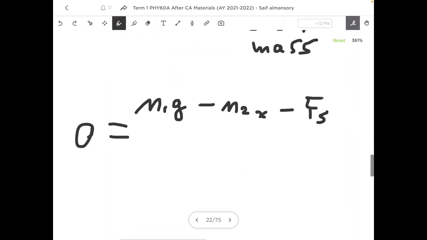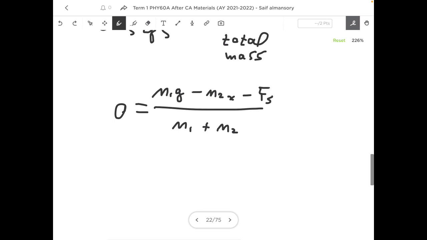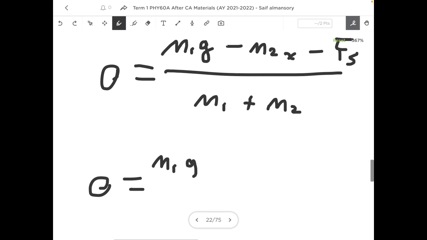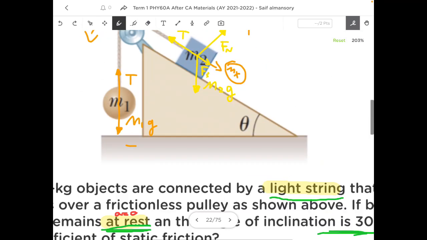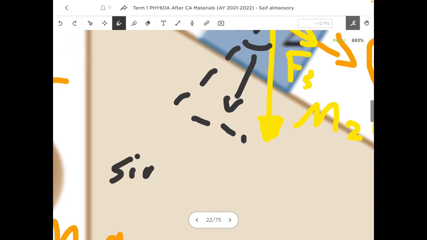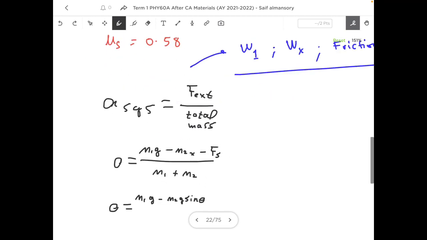Over the total mass, that is m1 plus m2. Let's expand our equation. 0 equals m1g minus m2g sine theta. Why is it sine theta? Because here it is opposite to the angle, and sine equals opposite over the hypotenuse. That's why it is sine theta.